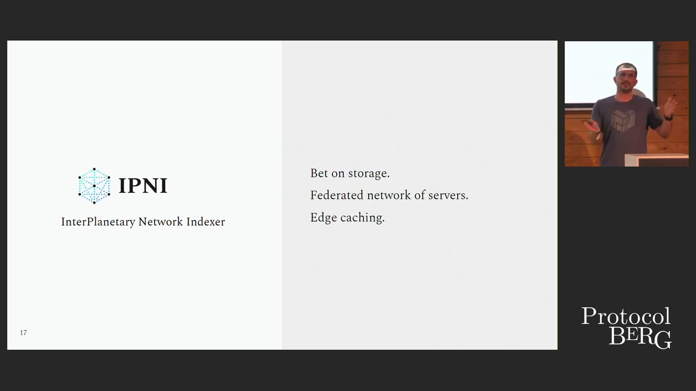So IPNI takes a step back, moves a bit towards centralization. It makes a bet on storage. We're talking about systems that are using more disks. They have more disks attached. Disks are getting cheaper. It uses a federated sort of network, and it heavily utilizes edge caching. Caching on the edge where the requests come from to make the lookups as fast as possible and reduce load on the backing service that does ingestion and so on.